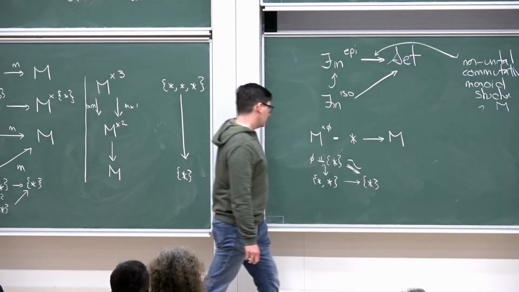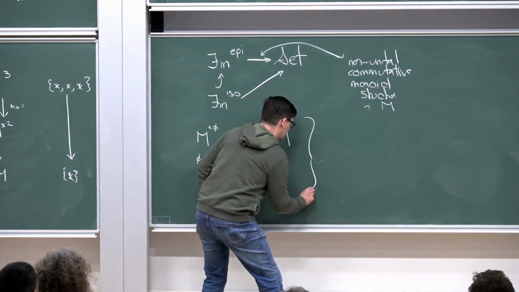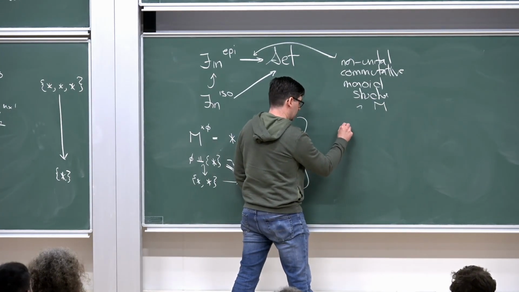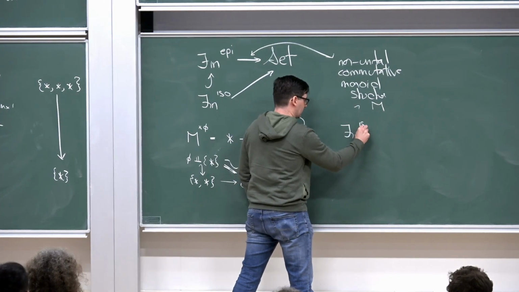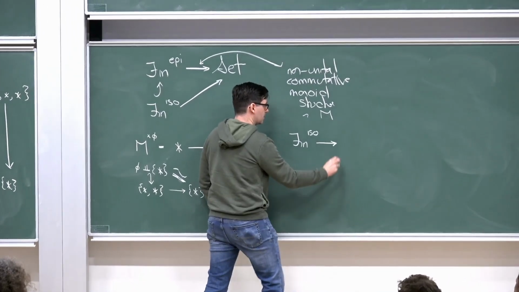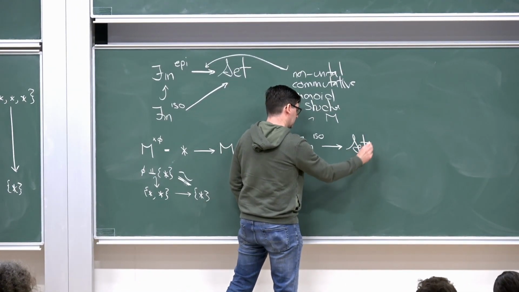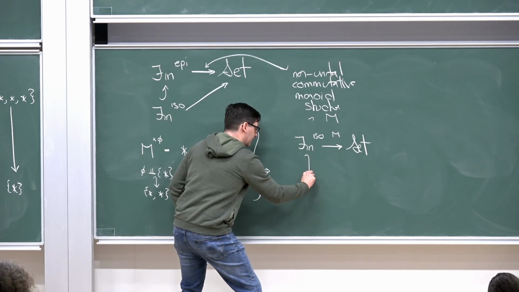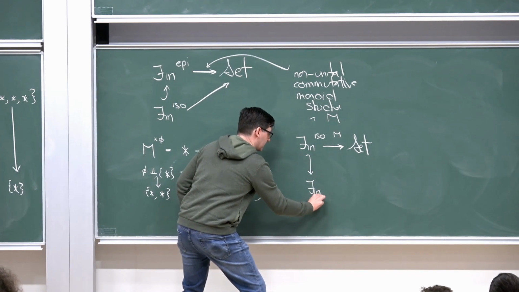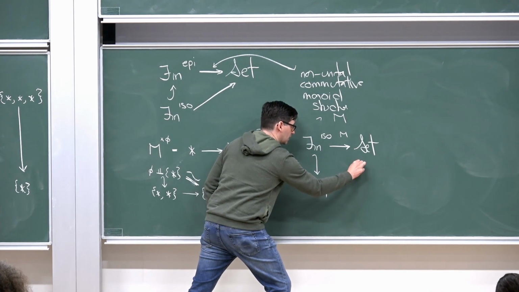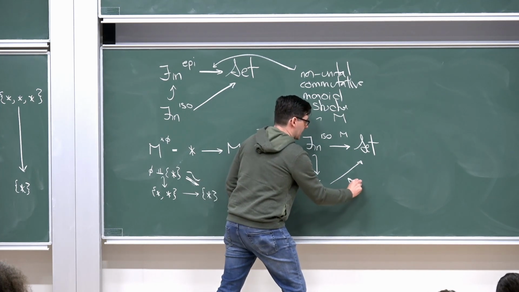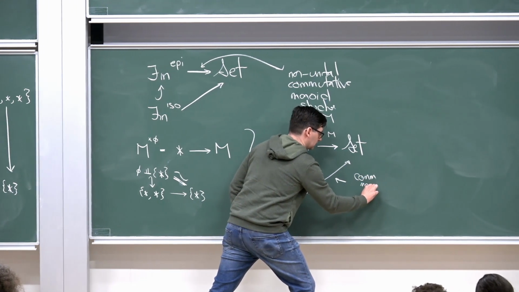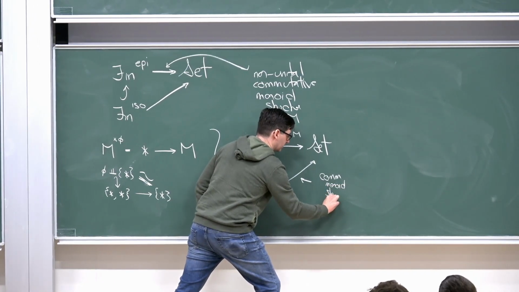And so this additional data told me that if I take my finite sets and isomorphisms, again, this functor that went into set, that was determined by M, so we'll just write it as M, then I can extend this over all finite set maps. And this extension is exactly the data of a commutative monoid structure on M.